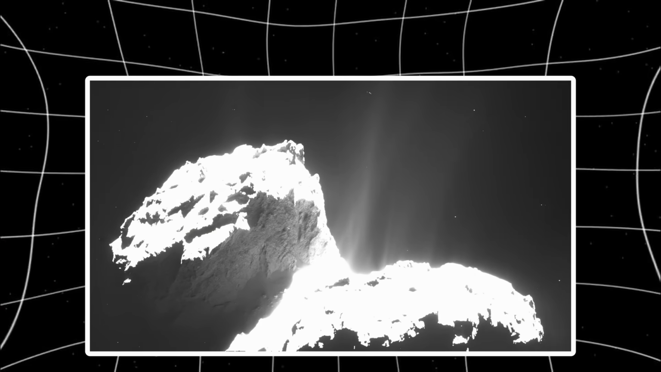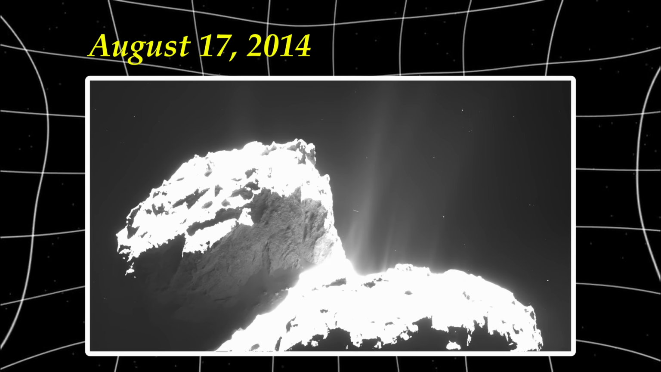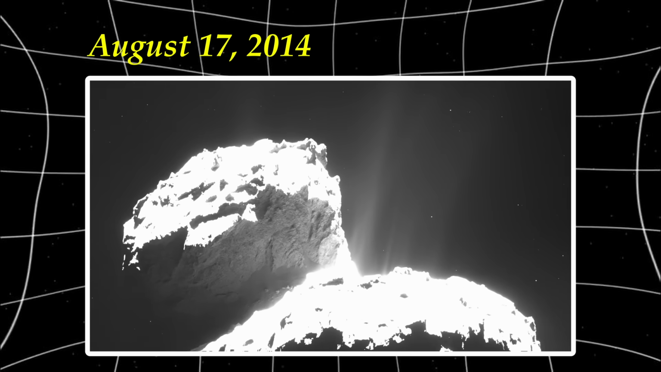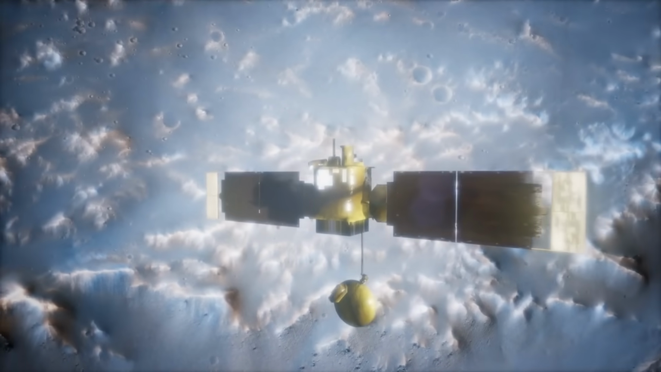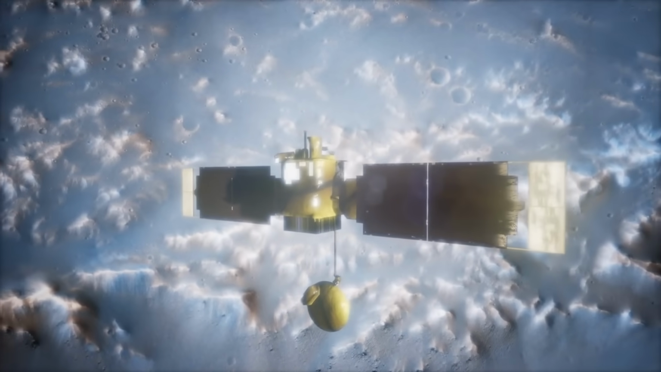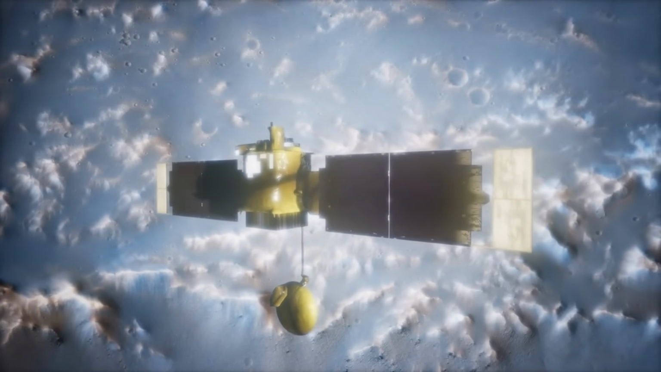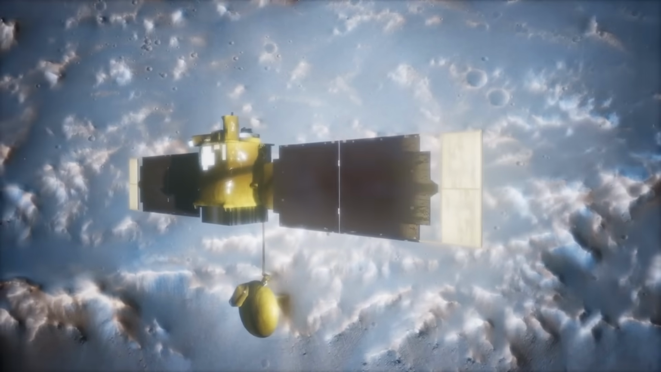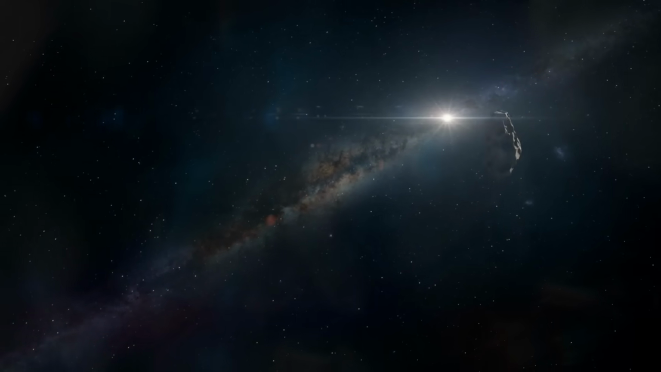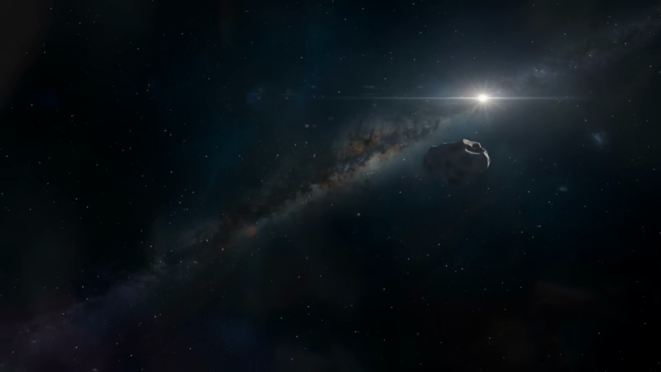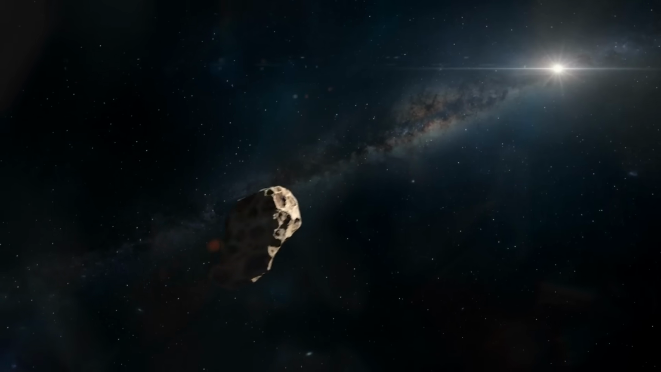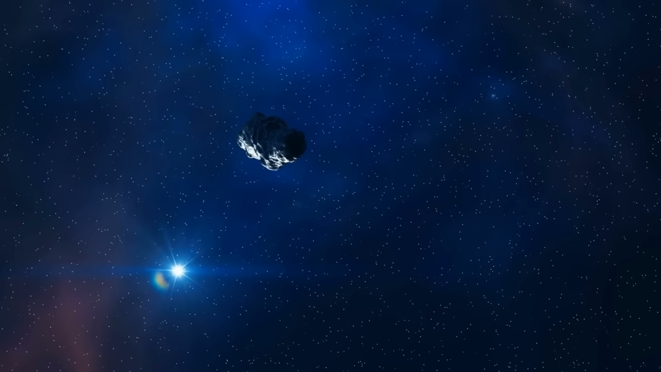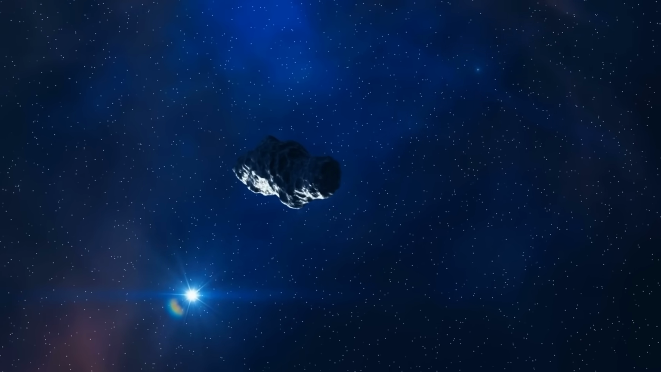C/2014 UN271 was discovered in 2014, but astronomers didn't realize what it was until 2021. By then, they had years of archival data to comb through, and what they found was alarming. The object had been active for years, releasing gas, expanding its coma, all while still beyond Neptune's orbit. Normal comets don't do this. They need sunlight, heat, energy to sublimate ice and create the clouds of gas and dust we associate with comets.